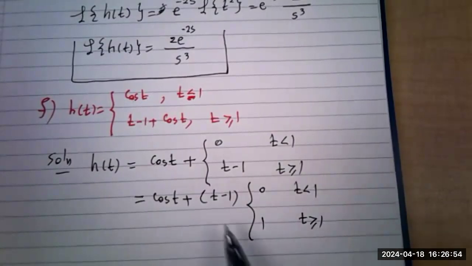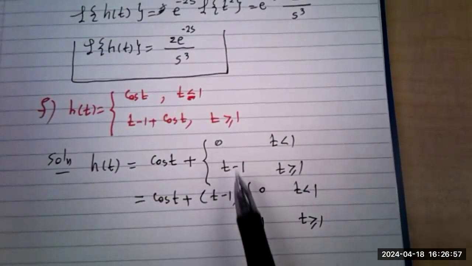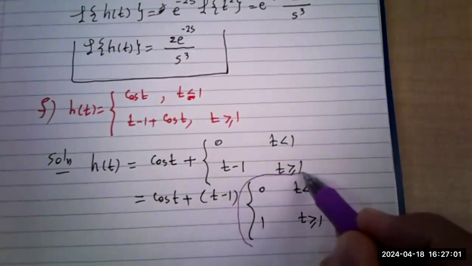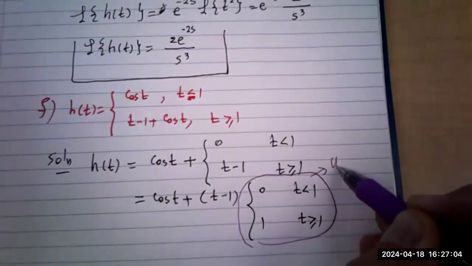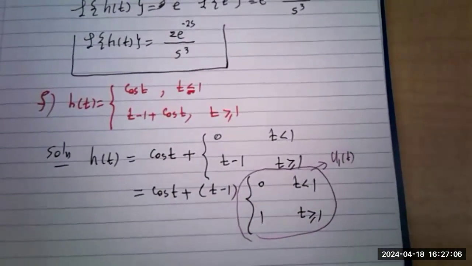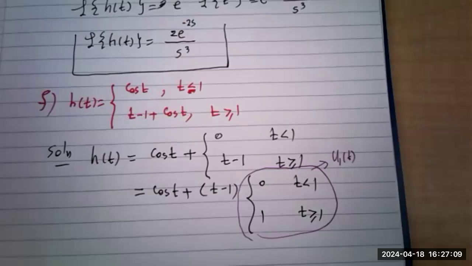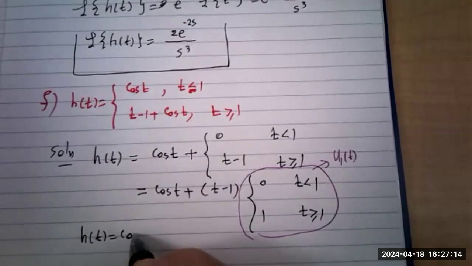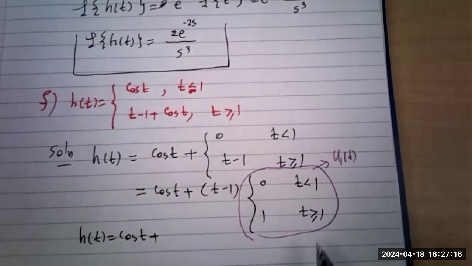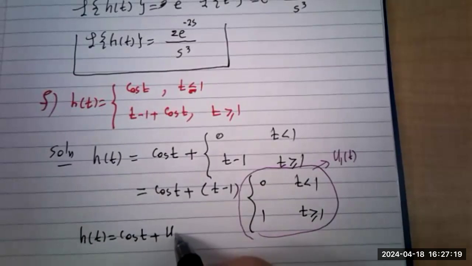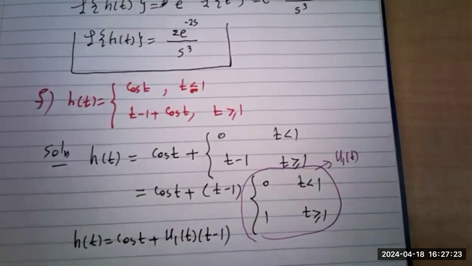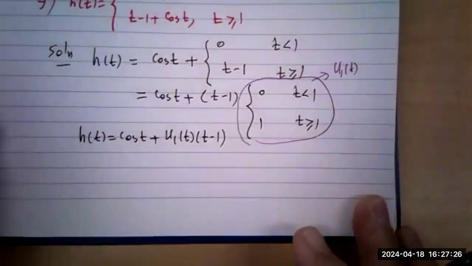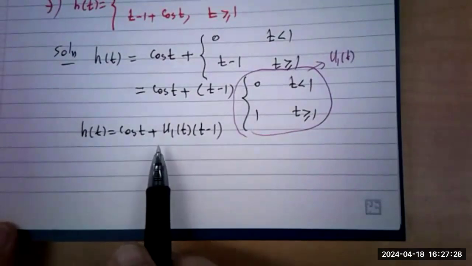And we check it again. You multiply these two together, it gives you 0. If you multiply this one, that gives you 1. So this is going to be your u1t. So finally, the function is this. We get h of t equal to cosine of t plus u1t times t minus 1. The second part is just the formal form of the translation theorem.